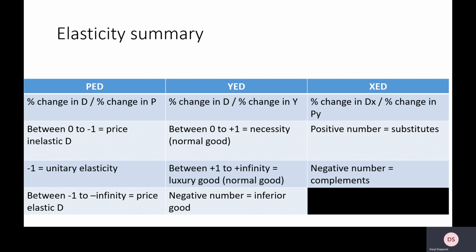If we get a score between -1 and -infinity, we've got a price elastic demand. And that means that demand is responsive to a change in price. Okay, so that would mean that the percentage change in demand would exceed the percentage change in price. -1 would show unitary elasticity of demand. And all this means is they change in proportion to each other. So if price goes up by 20%, demand will go down by 20%.